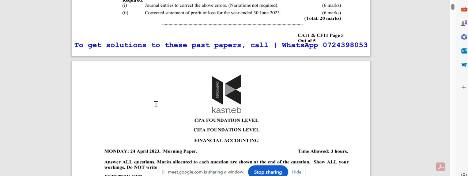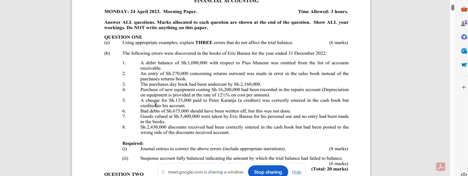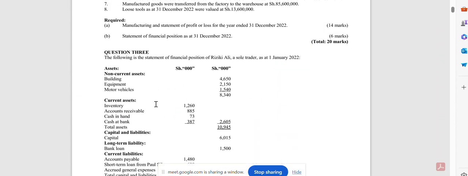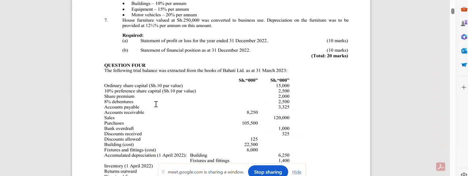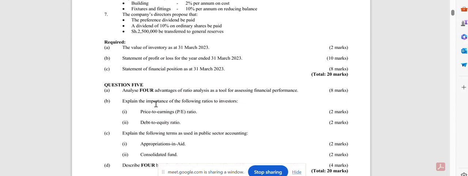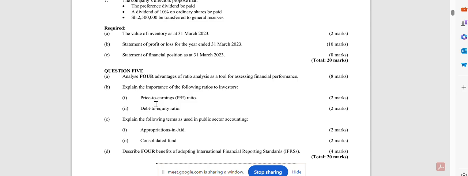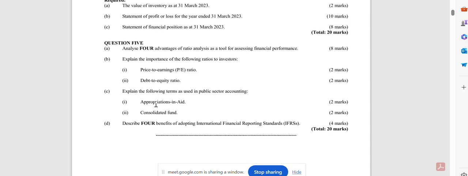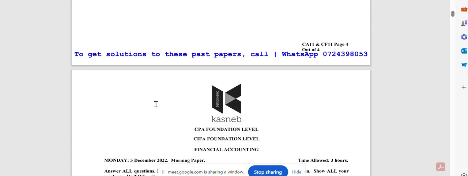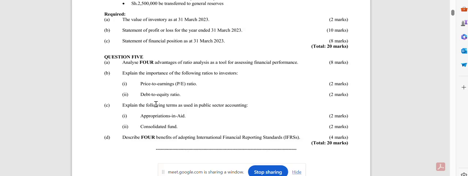So allow me to peruse through and check any question that had public sector. Yes, this one. Question 5. I can't remember the sitting. Let me check the sitting. The sitting was August 2022, question 5C. We can also do even D. So for D, it is International Financial Reporting Standards, but when it comes to benefits, you give the same answers.